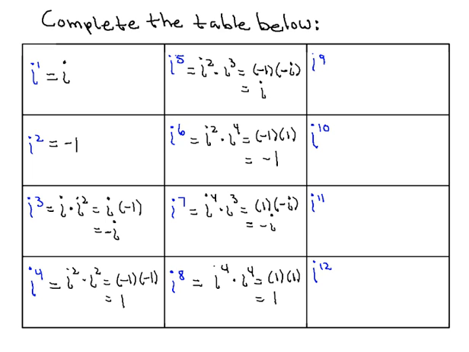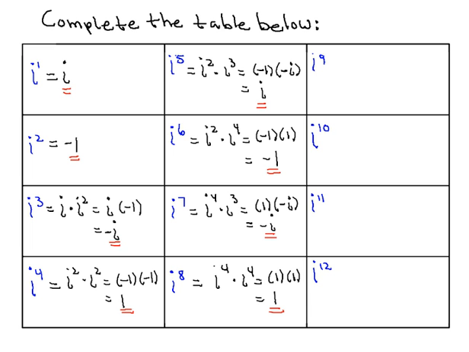Now let's stop for a moment and see if we do notice any kind of a pattern here. If we look at i to the first, which is i, you can see that's the same thing as i to the fifth, which is also i. i squared is -1, and i to the sixth is -1. i to the third is -i, and i to the seventh is -i. i to the fourth is +1, and i to the eighth is +1. So you can see that the four values in the first column are repeated in the second column. Now let's see if that pattern holds for the third column.